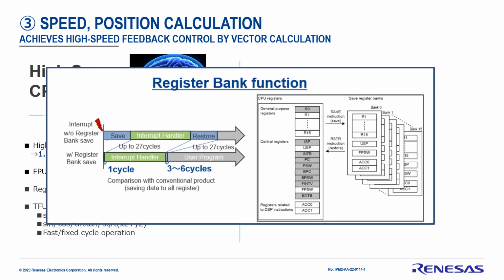The register bank save function is a hardware function that saves CPU register information when an interrupt occurs. Up to 16 banks could be used and it could support frequent interrupts. By using the register bank save function, the response time to interrupts can be dramatically reduced from 27 cycles to only 6 cycles. This enables improved CPU processing performance.